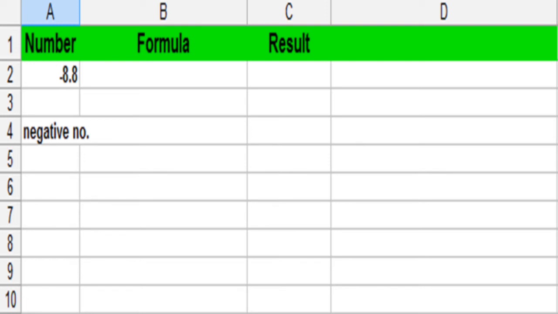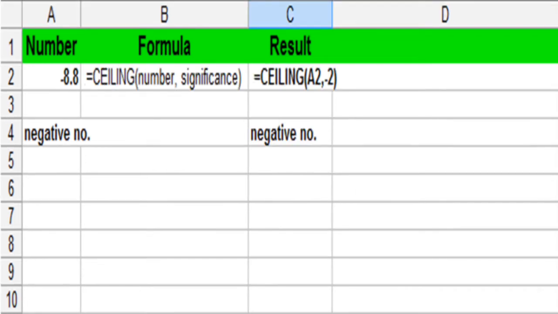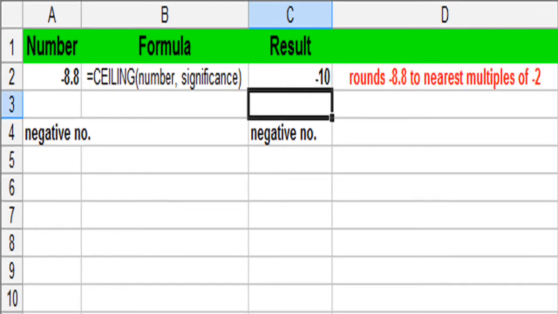Number minus 8.8. Significance minus 2. Formula: equals CEILING(A2, -2). Press enter. Rounds minus 8.8 down to the nearest multiple of minus 2. If number is negative and significance is negative, the value is rounded down, away from 0.